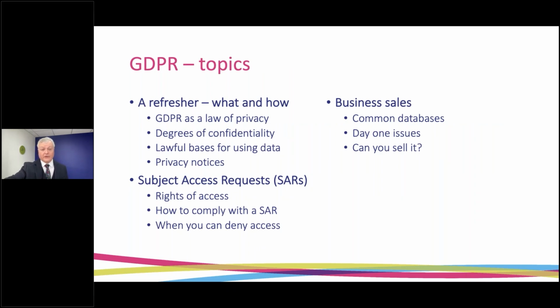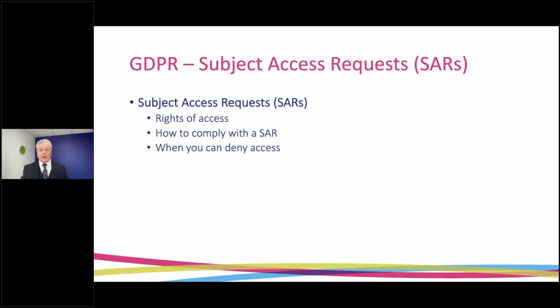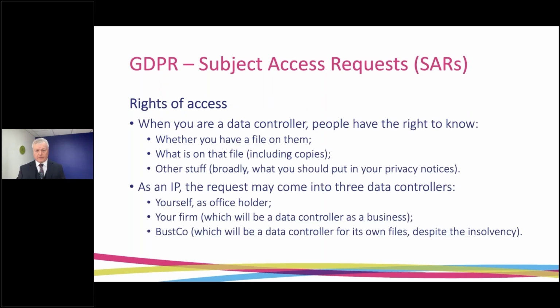The first one is subject access requests. And this is the right that people have got to ask you to tell them what you've got on your file about them. Three things I'm going to be talking about here. First of all, what rights people have got to see what you've got on your file. Secondly, if you receive a subject access request, how you should comply with it. And thirdly, when you're entitled to refuse to comply with it.